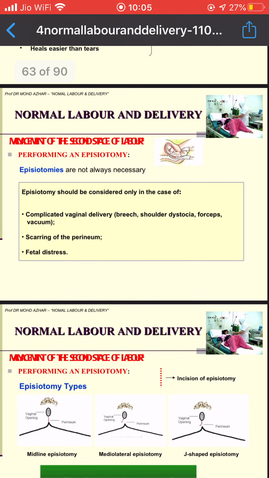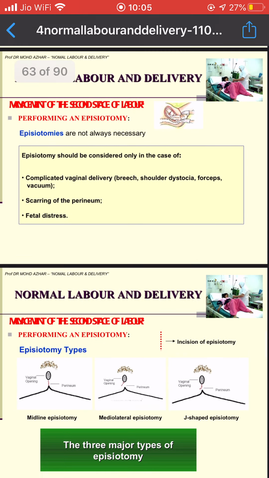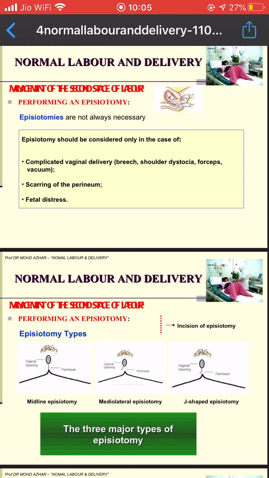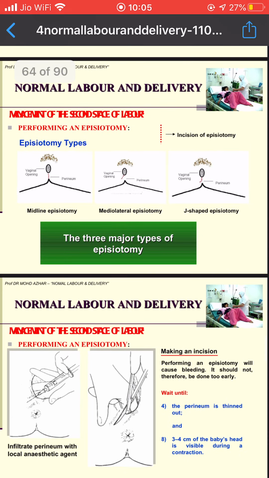Performing an episiotomy: episiotomies are not always necessary. You should judge from the case. By abdominal examination, you can check the fetal weight. If you feel the fetal weight is good and the perineum is tight, then you can go for episiotomy. Episiotomy should be considered in complicated vaginal deliveries like breech, shoulder dystocia, forceps or vacuum, when there is fetal distress or scarring of the perineum. And what are the types of episiotomy? There is midline episiotomy, mediolateral and J-shaped. The most commonly used is mediolateral.